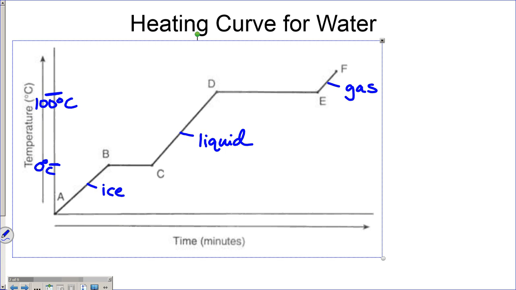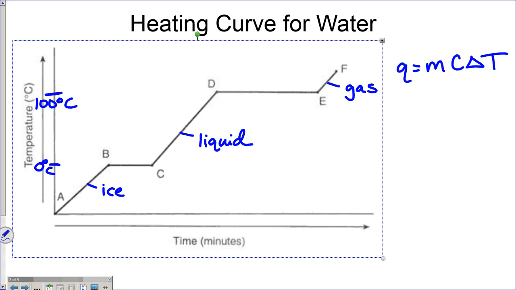So kind of note where those phases are, if you remember back from Chem 1. Between A and B it's ice, between C and D it's liquid, and between E and F it's a gas, and those temperatures are changing. So that's where we use our Q equals MC delta T. That equation is used specifically when the temperature is changing.